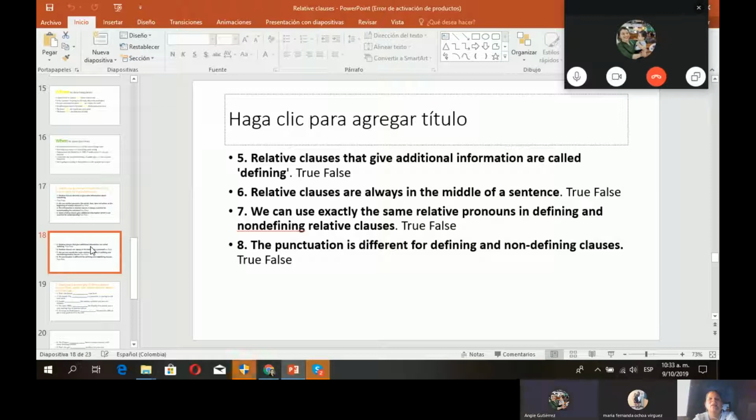Number 6. Relative clauses are always in the middle of a sentence. Is it true or false? True. And Angie? True. Okay, in this case it's false. Relative clauses are not always in the middle of the sentence.